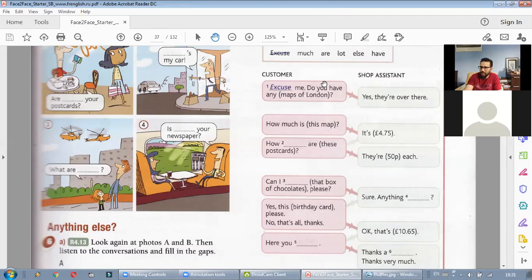Okay, so let's check the conversation. ولا خليهم انتوا يكونوا افضل. يعني نكتب بس. Okay, you can go on the media. You can start. Excuse me, do you have any maps of London? Yes, there are over there. How much is this map? It's £4.75. How much are these postcards? They are 50p each. Okay, خليك نكتب إجابتك. How much? Okay, تو هيك استعملنا much خلناها. Okay, very nice.